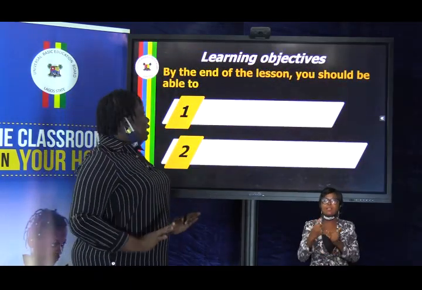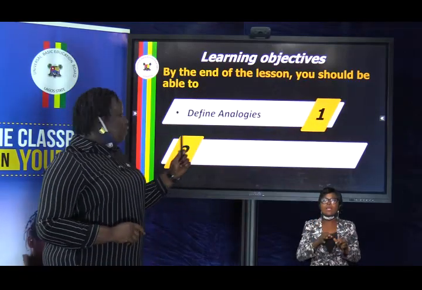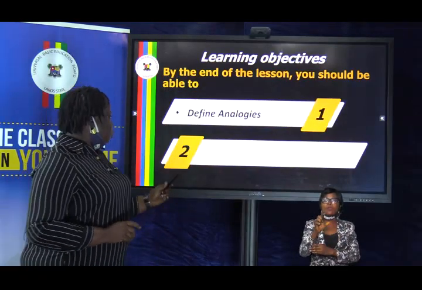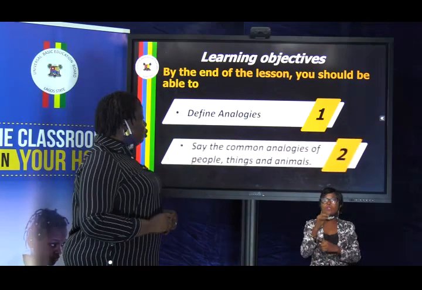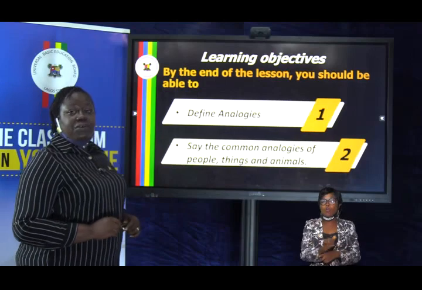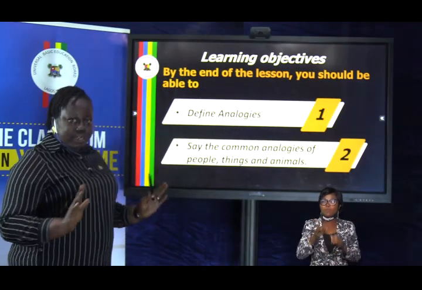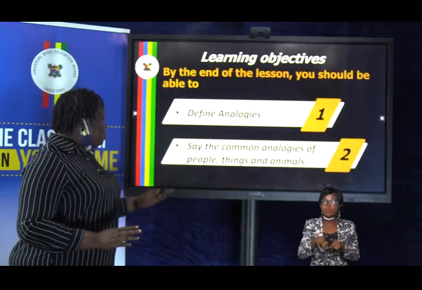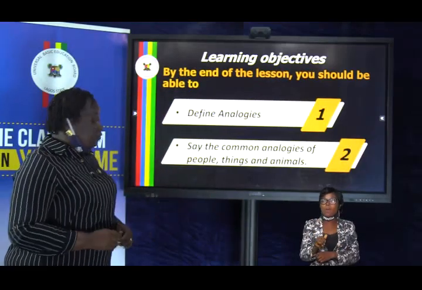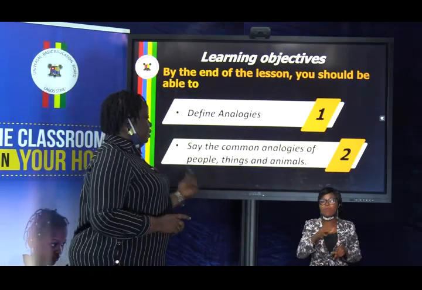By the end of this lesson, you should be able to define analogies. Not only that, you should also be able to say the common analogies of people, things, and animals. Let's move on.